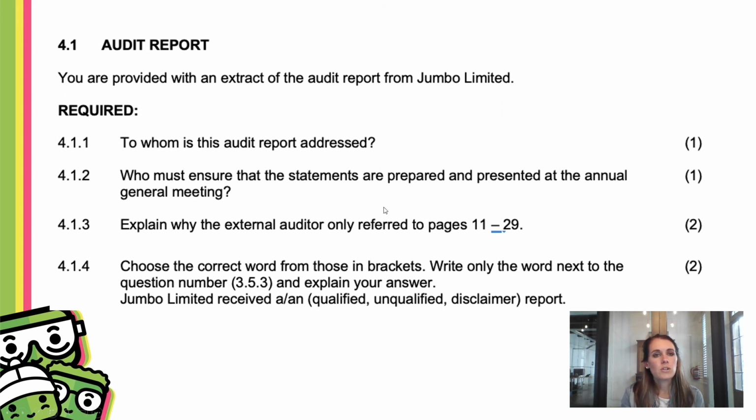So we are going to look at a specific audit report, but they first ask us to whom it is addressed. And an audit report is always addressed to the shareholders. Why? The shareholders are the owners of the company. So the auditors are basically telling the shareholders that everybody in the company did their job properly.